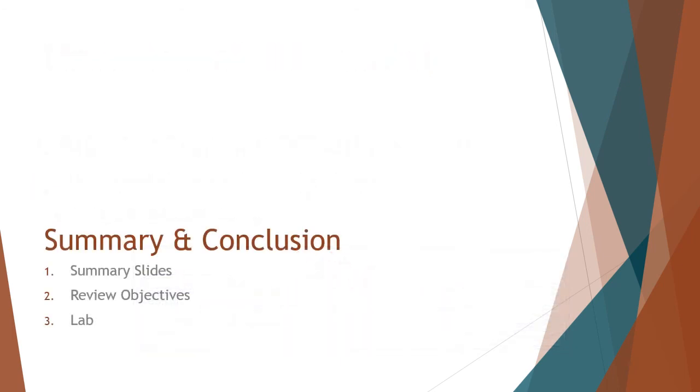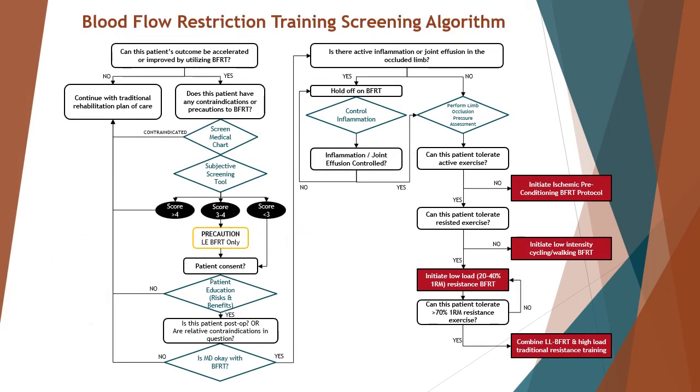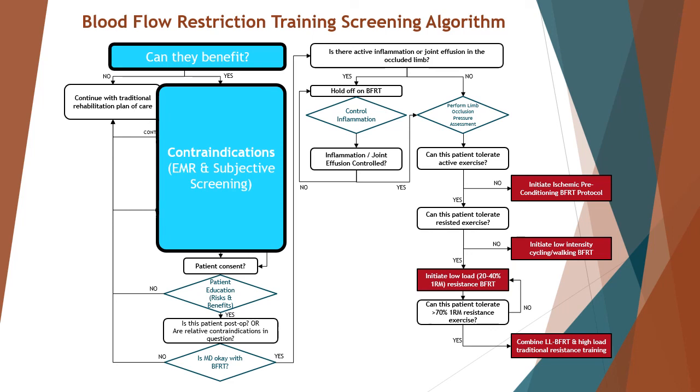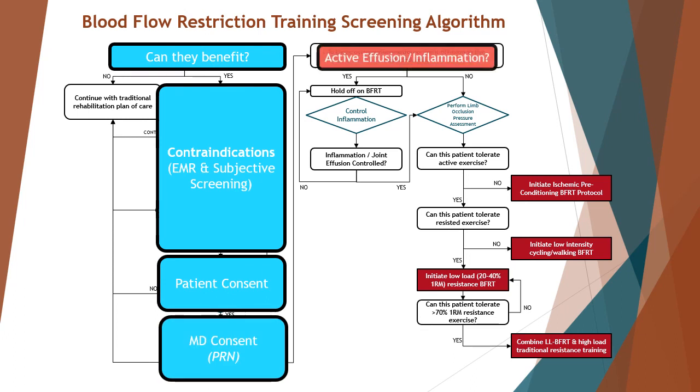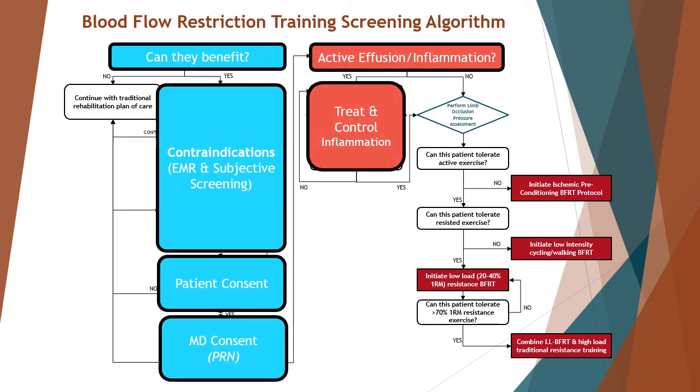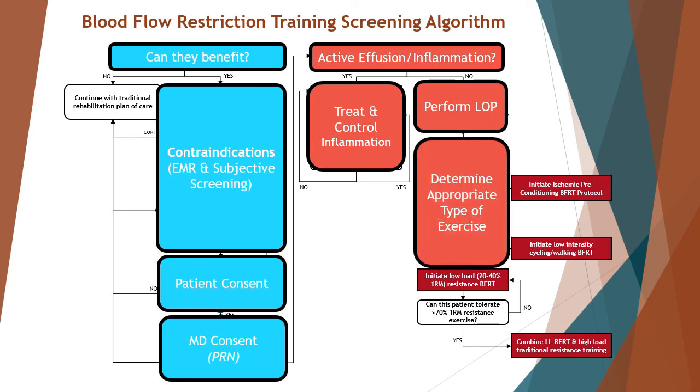All right, summary and conclusion. So we started this conversation with the algorithm, and I'll show it again here. Can they benefit from BFR? If yes, contraindications. Patient says okay, doctor says okay, there's no inflammation, or you're going to control that, and then you're going to perform the limb occlusion pressure and conduct the stratification as to what type of training would be most effective.